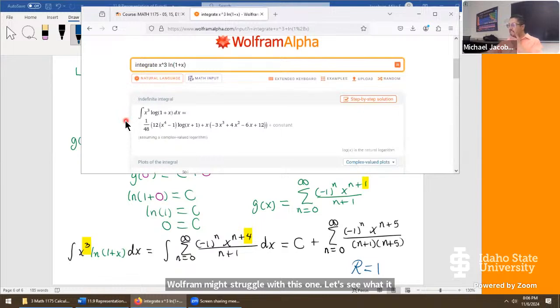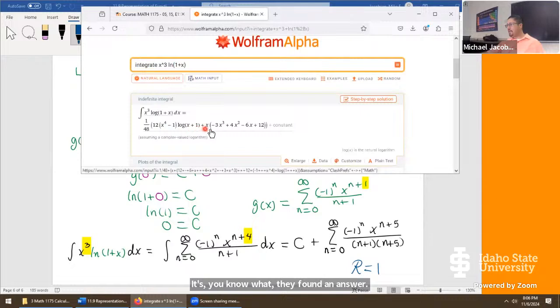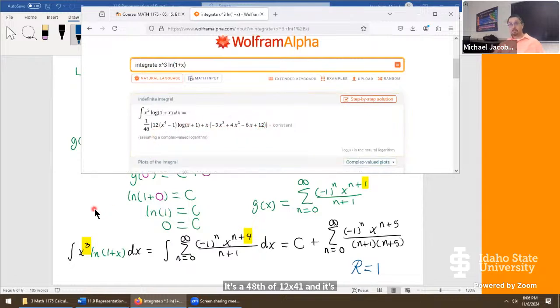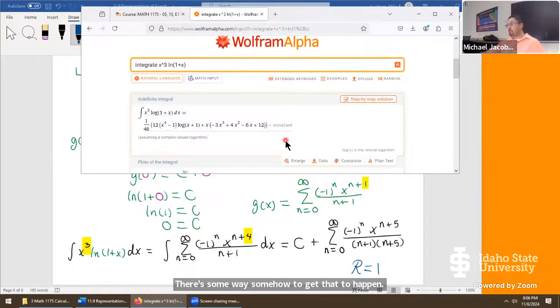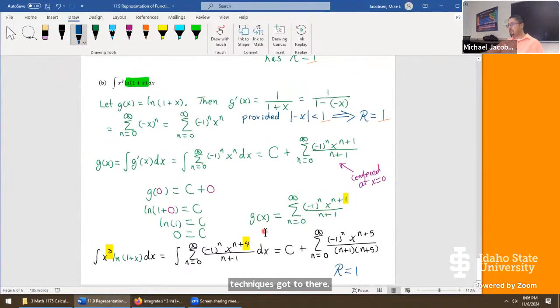You know what? They found an answer. It's a 48th of 12x to the 4th, and it's a whole bunch of different stuff plus a constant. I really don't know how they would have done that. There's some way somehow to get that to happen. Probably massively creative u substitutions and other techniques got to there. But for us, it was a long problem. But once we got through the power series representation, the integration is immediate. So that's kind of the good news.